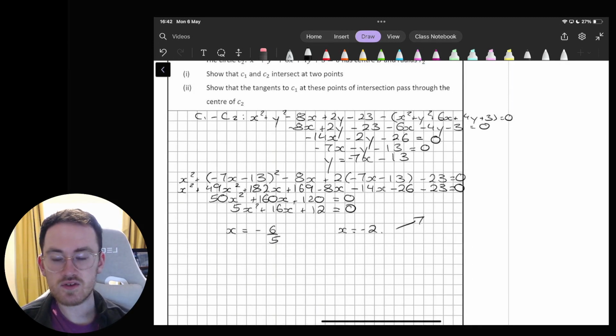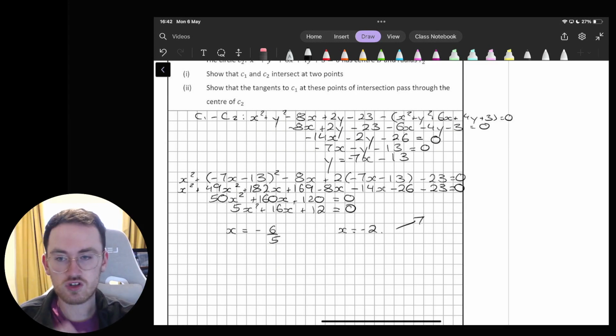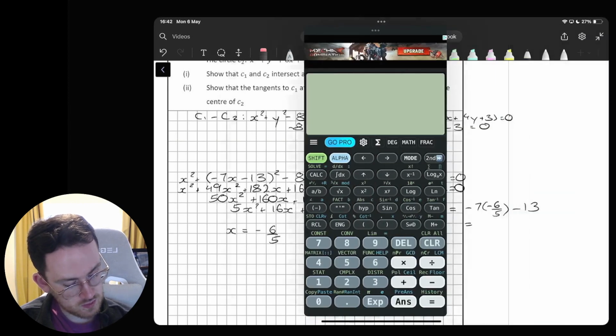Okay, so I suppose here we've nearly proved in the first part, we've shown there are 2 points of intersection. Really, I suppose just going that step further to just find what those 2 points are. So y equals minus 7x minus 6 over 5 minus 13. Let's just see where this takes us then.